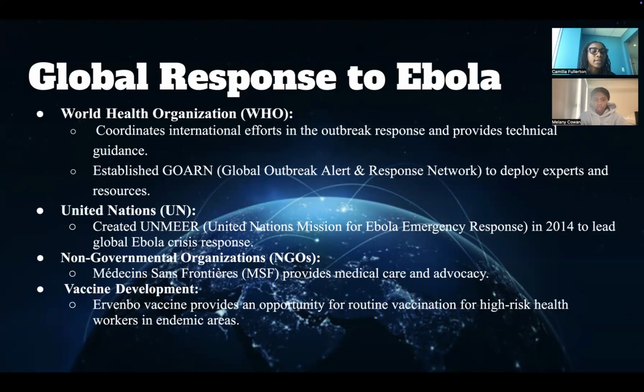And the United Nations, the UN, also created UNMEER, which is the United Nations Mission for Ebola Emergency Response, in 2014 that led the global Ebola crisis response. So like the World Health Organization, they made sure to send resources and the right personnel that was equipped to handle this situation. And I'm sure they worked in unison with the World Health Organization, and together they were able to handle this crisis.